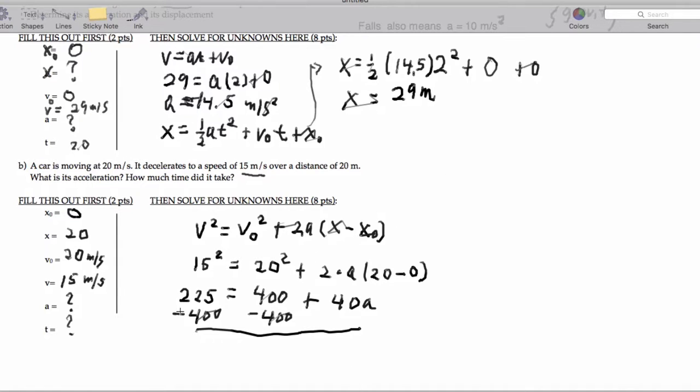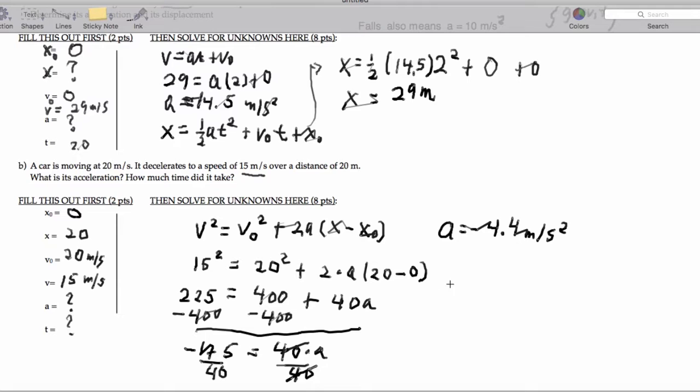So I get negative 175 equals 40 times a. Let's divide both sides by 40, and then we're going to get an acceleration. So 175 divided by 40 gives us an acceleration of about negative 4.4 meters per second squared.